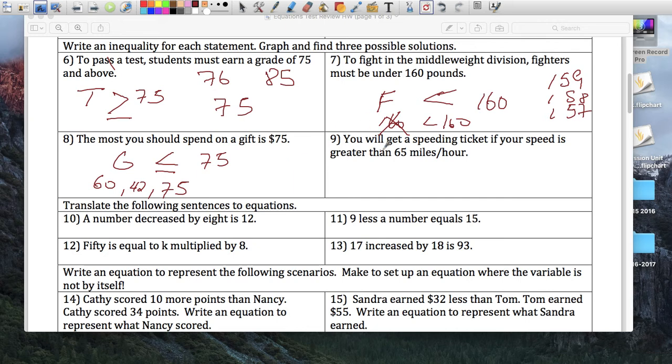You will get a speeding ticket if your speed is greater than 65 miles an hour. So S for speed and 65. In order for you to get the speeding ticket, what does your speed have to be? Has to be greater than 65. Can it be 65? What if you're exactly 65? Is it greater than 65? No, so this is not a possible solution. So we're looking at numbers greater than 65. So 66, you better get a ticket. Not too expensive, but 80, definitely get a ticket. And 100 miles. So those are three possible solutions for that.